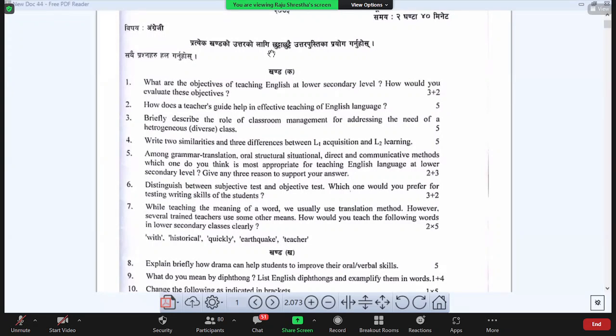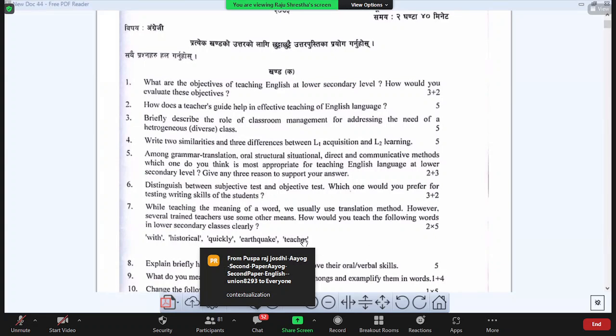So different, we don't use only a single activity. We use a variety of activities. For example, if you are going to teach teacher, you can use a real object. Really, you can use the teacher standing in front of the students. For earthquake, we can use video, we can use pictures. We can use picture, video, explanation also, to teach earthquake.